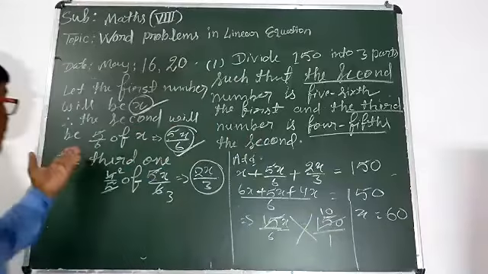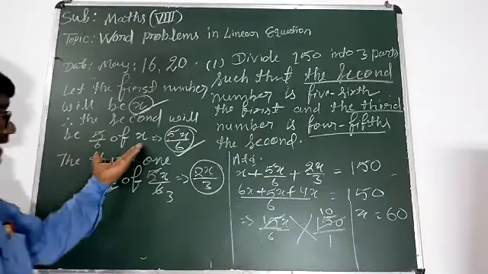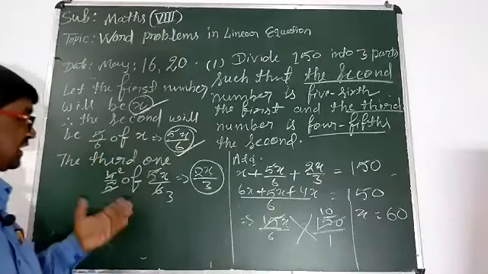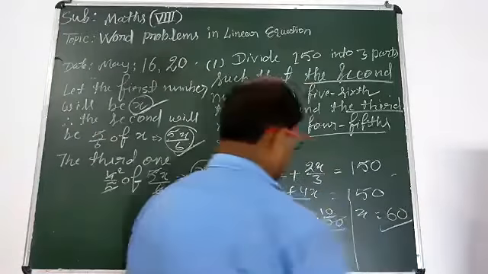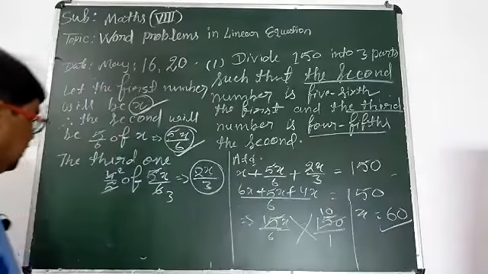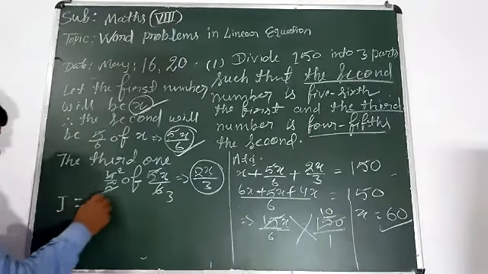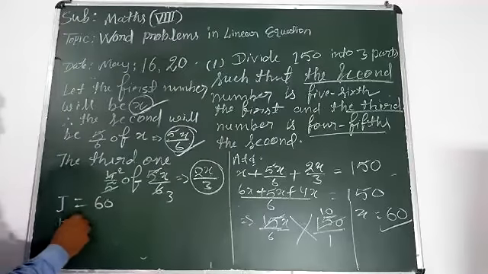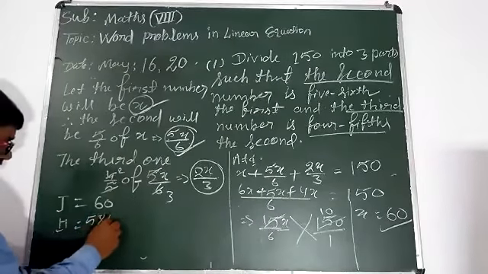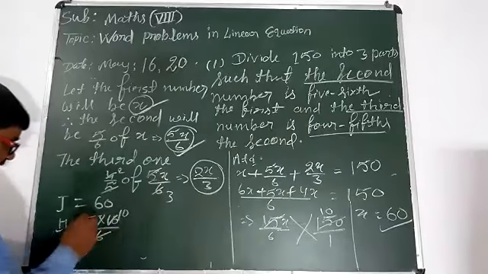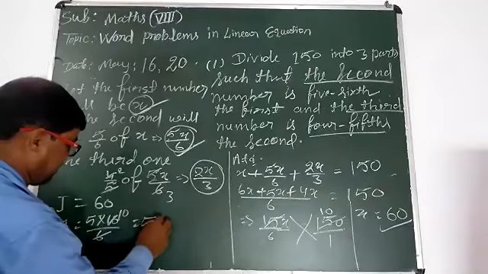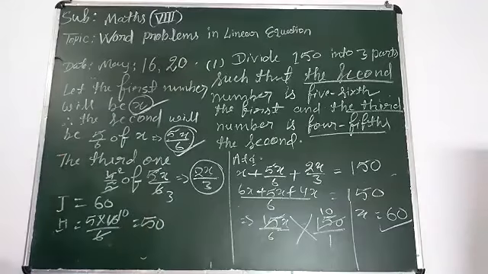Now you should go in your concept. Second number 5x upon 6 and third number 2x upon 3, because the first number you have got is 60 already. So first will be 60. Second will be 5x upon 6, that means 5 multiplied by 60 upon 6. 6 tens are 60, 10 fives are 50. So the second number will be 50.